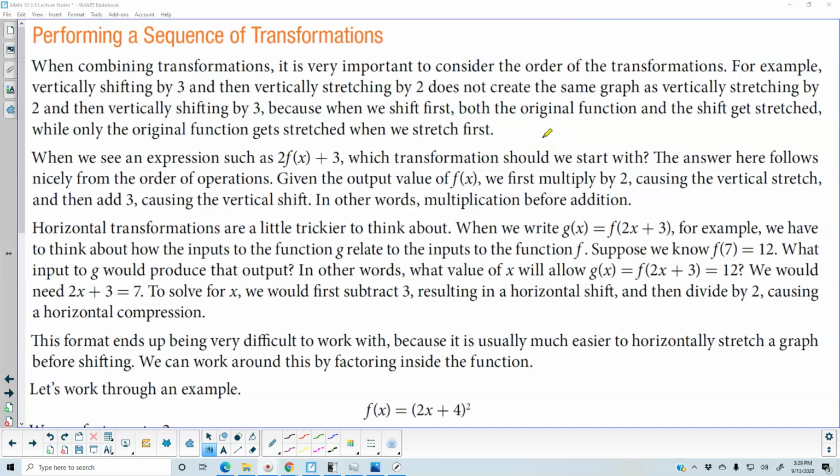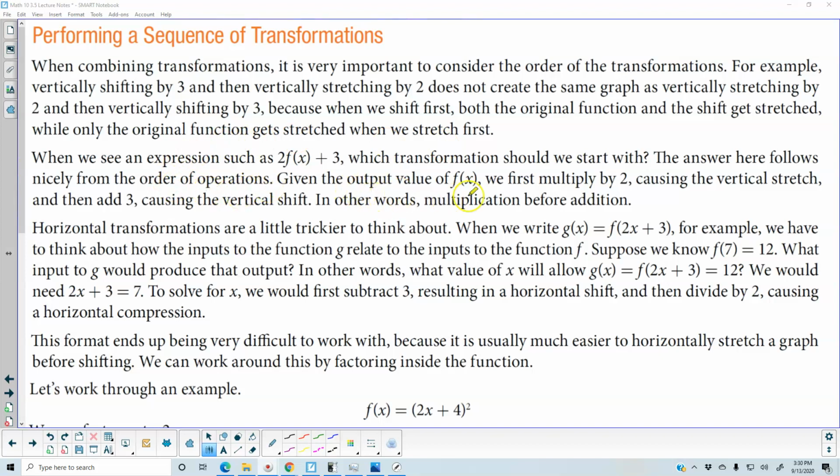Because when we shift first, both the original function and the shift get stretched, while only the original function gets stretched when we stretch first. When we see an expression such as 2 times f of x plus 3, which transformation should we start with? The answer here follows nicely from the order of operations.